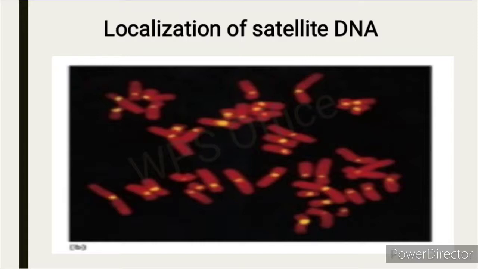Figure B shows the localization of a satellite DNA at the centromere of human chromosomes. The location of the bound biotin-labeled satellite DNA is revealed by the yellow fluorescence, which stands out against a background of red counterstained chromosomes. Fluorescence appears only at the site where each chromosome is constricted, which marks the location of the centromere.